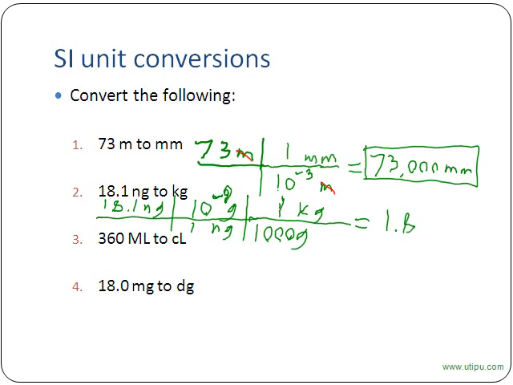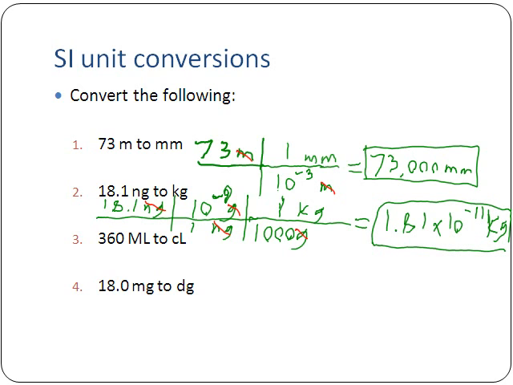1.81 times 10 to the negative 11th power. And what unit should this have? Well, let's look at what canceled. Nanograms canceled, grams canceled, so what's left? Only one unit left, that's kilograms, which is what we wanted. So that's what we have right there.